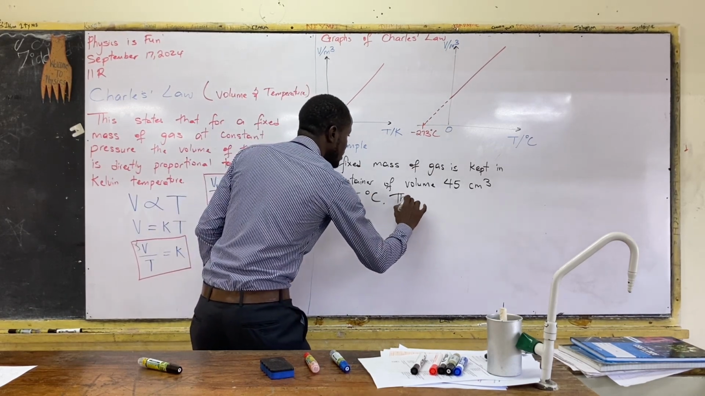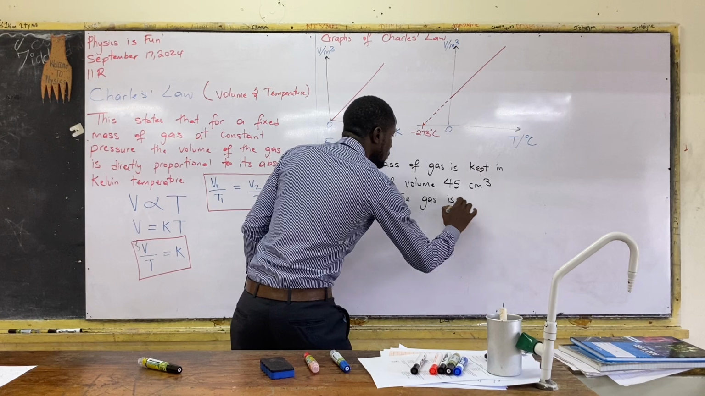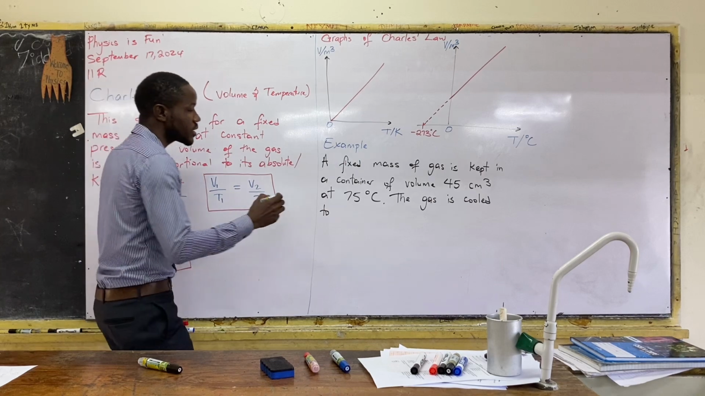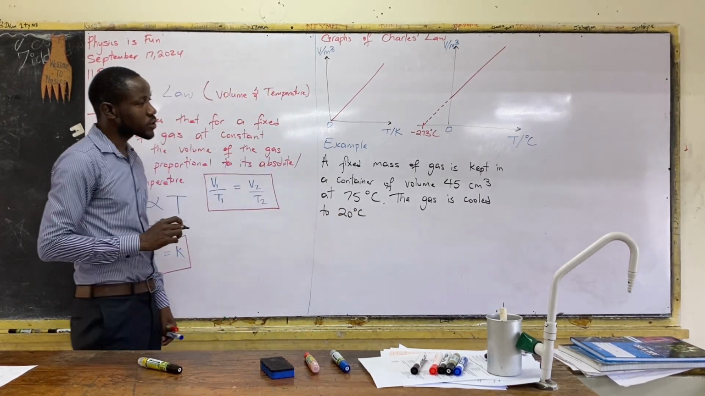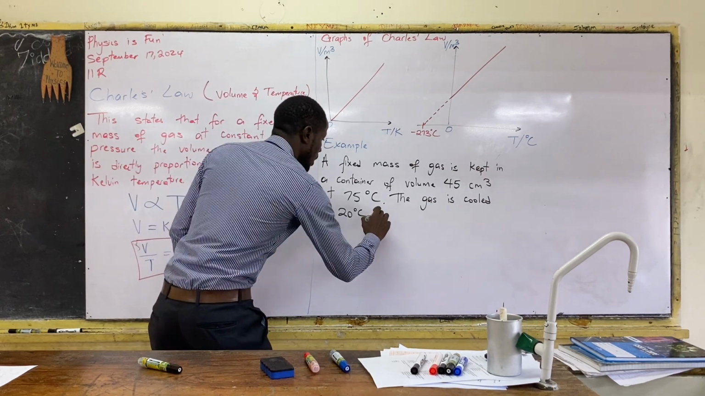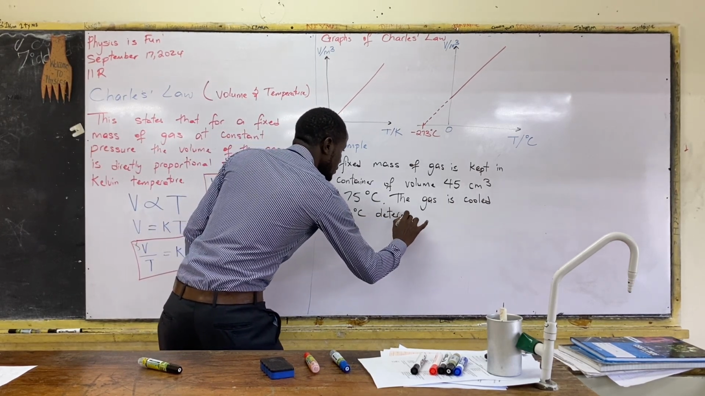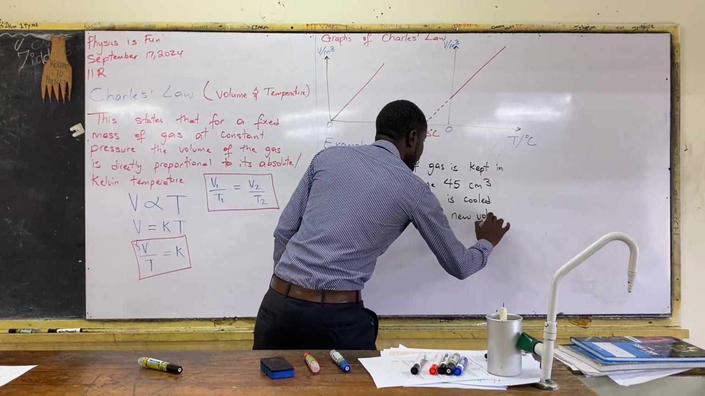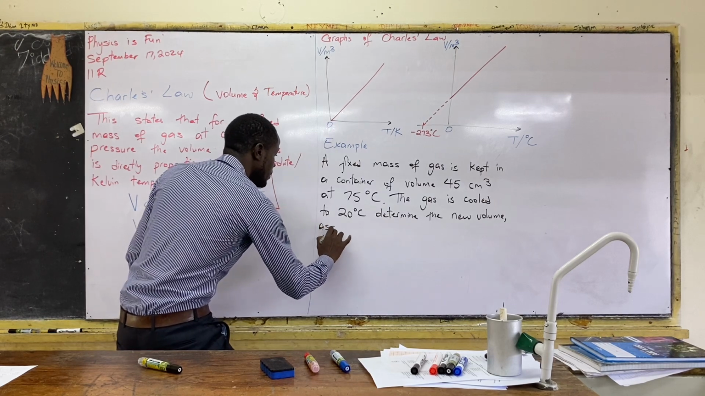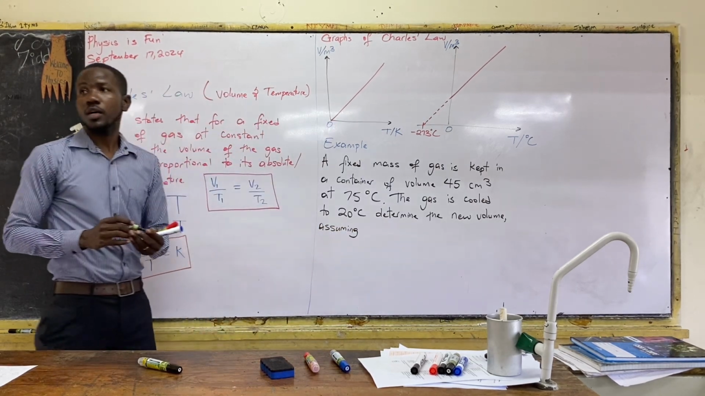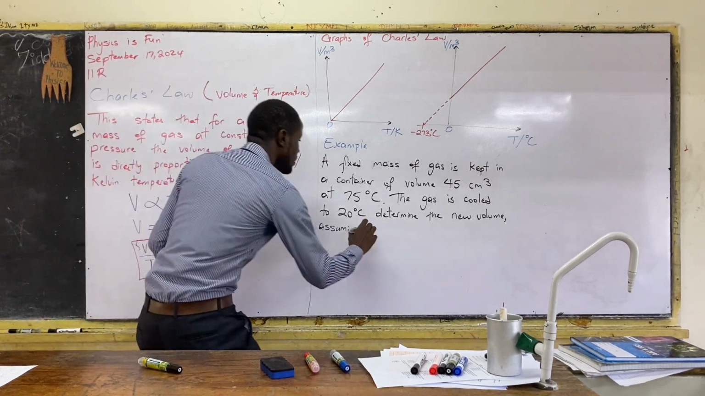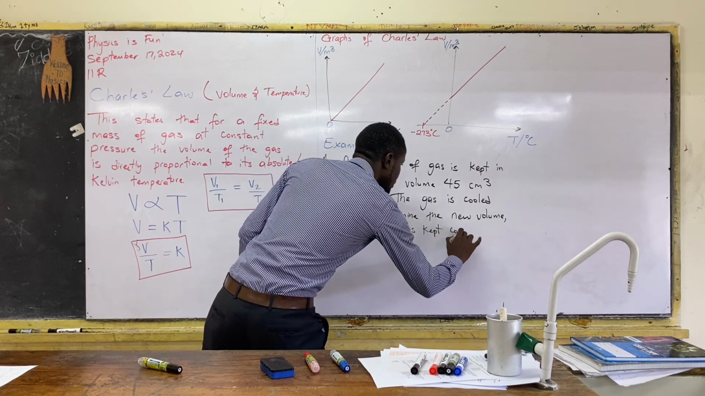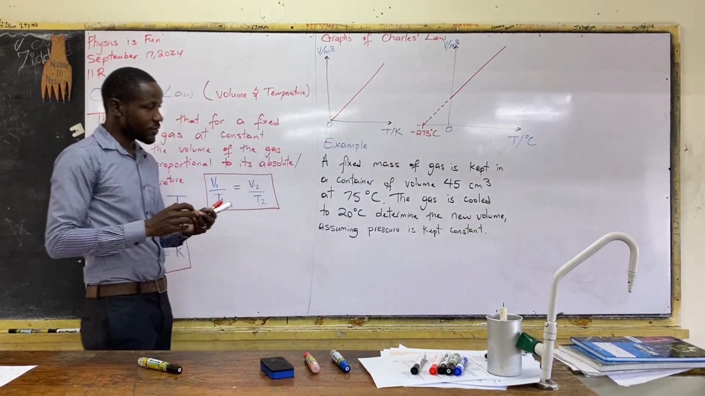Now, the gas is cooled to, let's say, 20 degrees Celsius. The gas is cooled to 20 degrees Celsius. Determine the new volume, assuming the pressure is kept constant. Alright? So that's what we have.